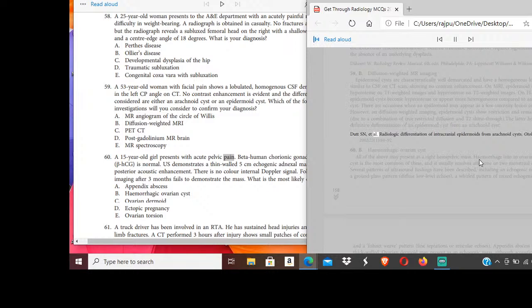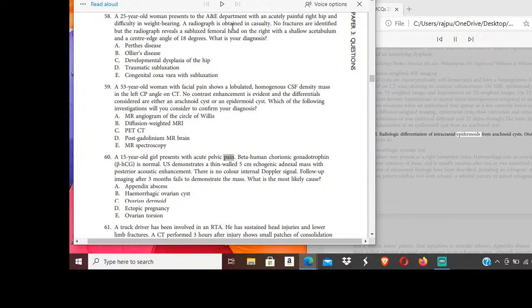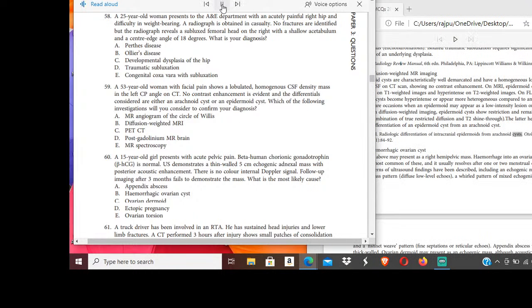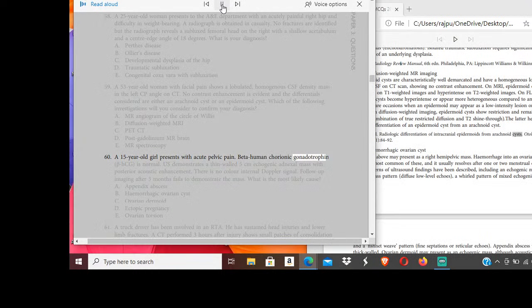Dietrich SN, et al. Radiologic differentiation of intracranial epidermoids from arachnoid cysts. Pain. Beta human chorionic gonadotrophin, beta HCG, is normal. US demonstrates a thin-walled 5 cm echogenic adnexal mass with posterior acoustic enhancement. There is no internal color Doppler signal. Follow-up imaging after 3 months fails to demonstrate the mass.